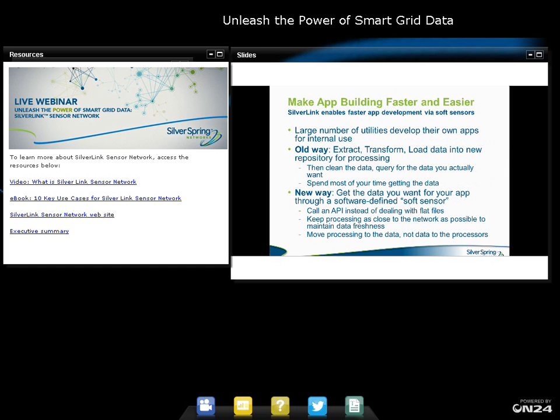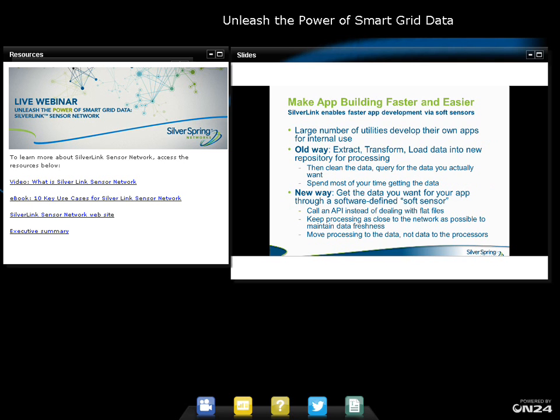So is it possible to build an app faster and easier? We think the answer is yes, and our experience has been indicative of that process as we've learned to leverage the network that produces the data and these common interfaces that we've been describing. So if we look at the old way of extracting and transforming and loading data into a variety of repositories, we see how those barriers get produced. The new way is radically different in some sense, but in other senses it's not. You just get the data that you need through basically a software-defined soft sensor.